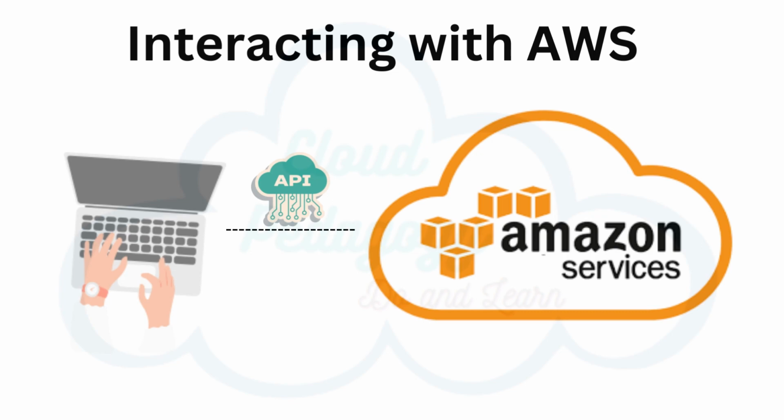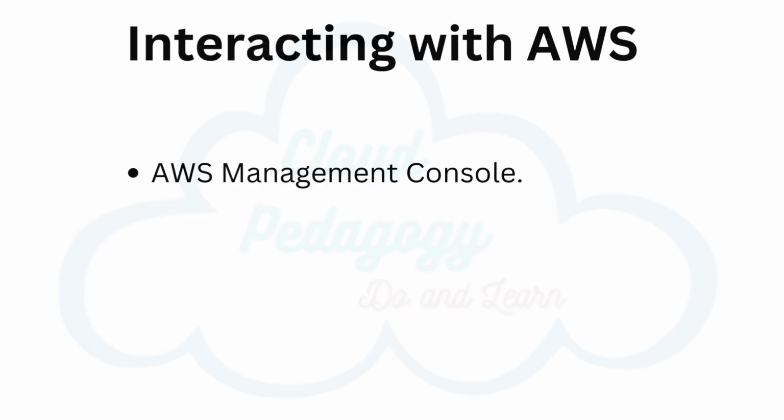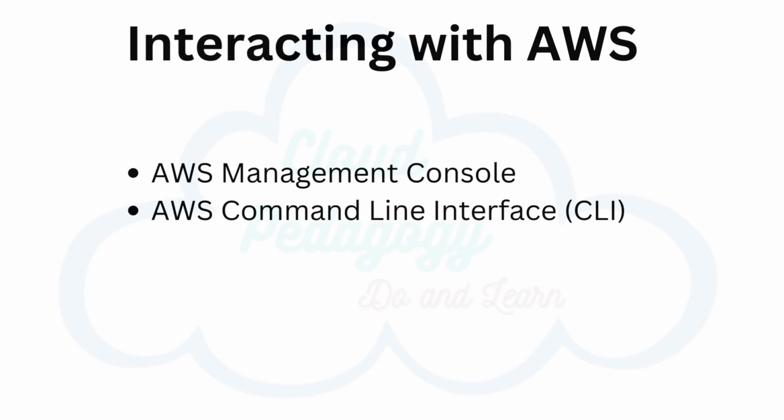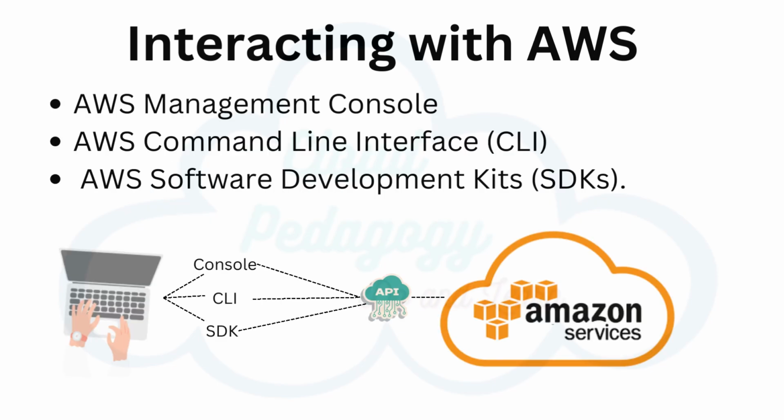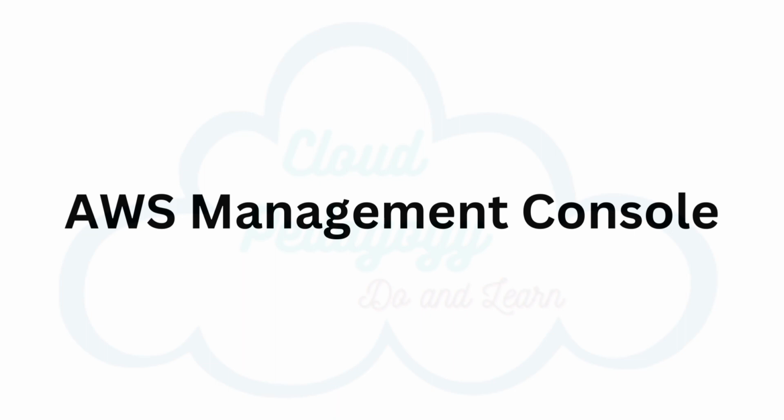In AWS, you can make API calls to services and resources in three ways. 1. AWS Management Console. Next, AWS Command Line Interface or CLI. The last one, the AWS Software Development Kits, or we can say SDKs. First, we'll go through the AWS Management Console.